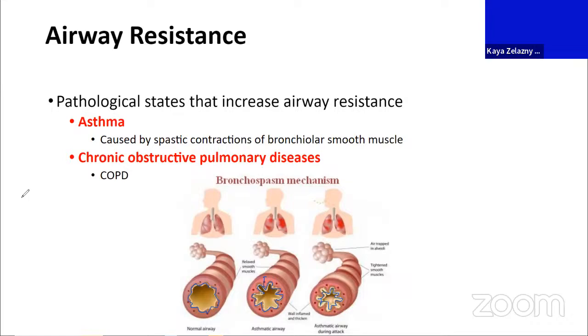When we talk about changes to resistance causing trouble in the respiratory system, we often refer to these as obstructive pulmonary diseases, right? Because we're physically obstructing airways. So COPD, the full term that it stands for is chronic obstructive pulmonary disease. It's a general category including emphysema and chronic bronchitis. These are both things that can affect the resistance of the airways, causing difficulty breathing overall.